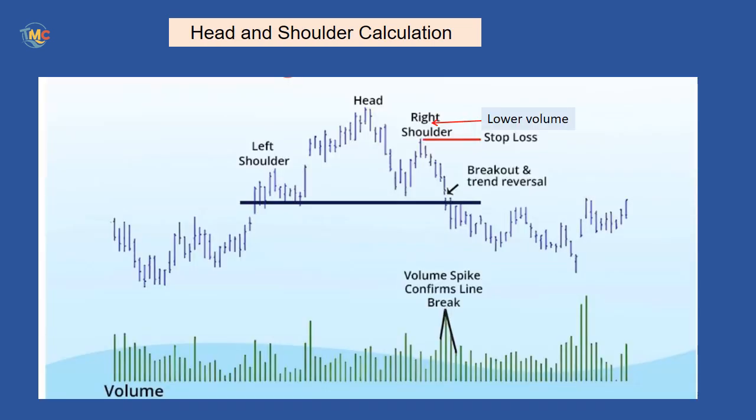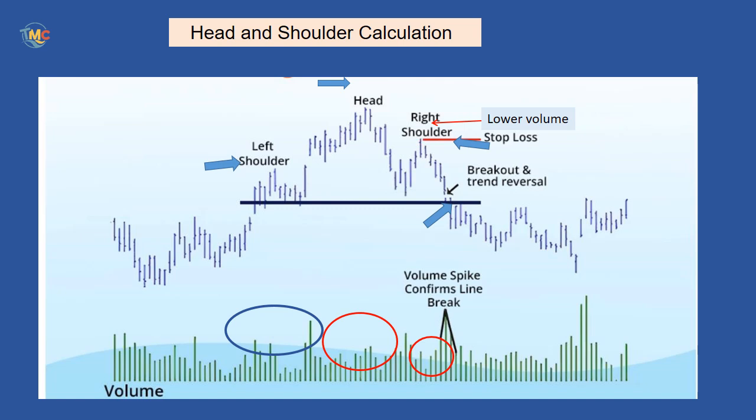The volume analysis enhances the reliability of this pattern. Typically, volume is highest during the left shoulder formation, decreases during the head formation despite higher prices, a warning sign, and is notably lower during the right shoulder, confirming weakening buying pressure. Volume often spikes when the price breaks below the neckline, validating the pattern completion.